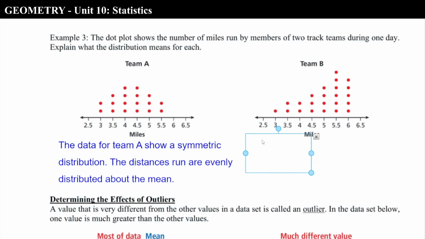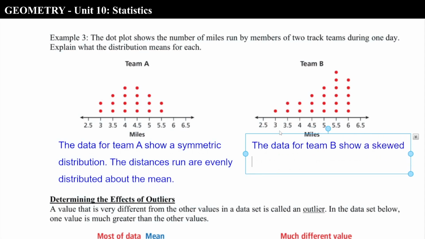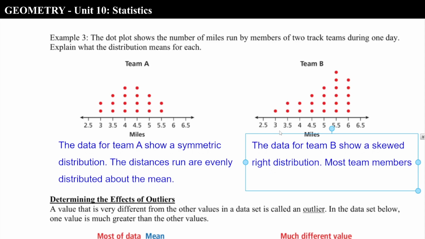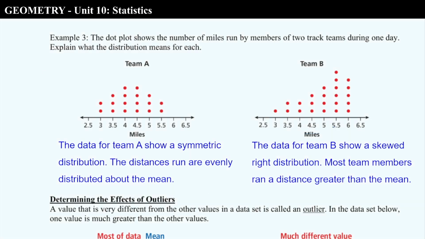For team B here, the data for team B show a skewed right distribution. Most team members ran a distance greater than the mean. So that's how you make those interpretations. More people here were running faster than the average. Here, they were evenly distributed.